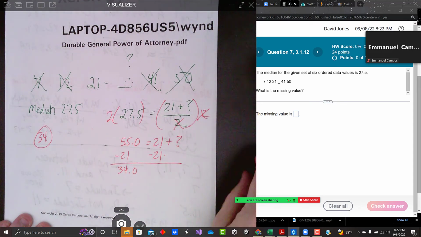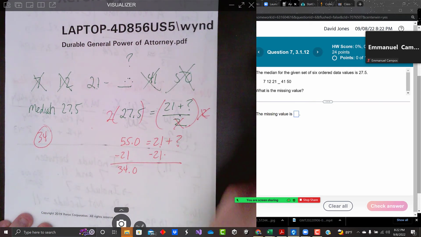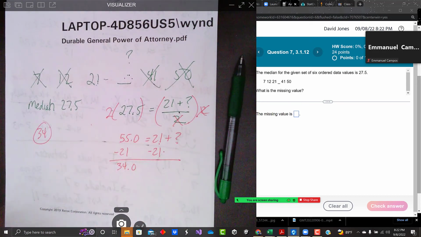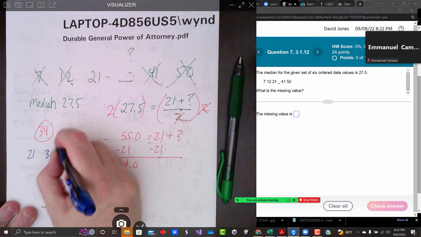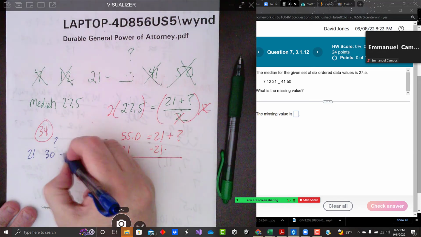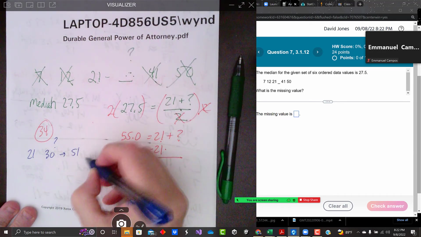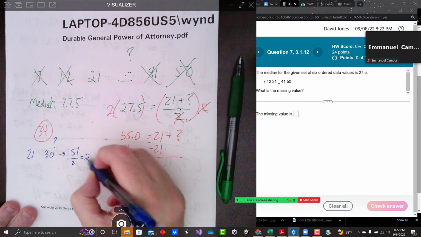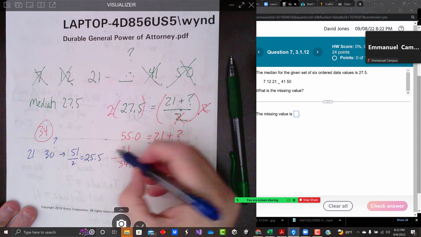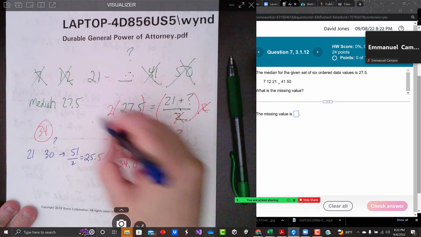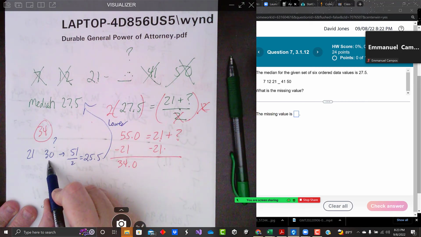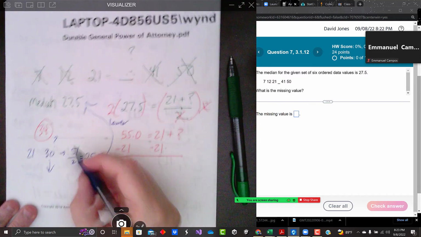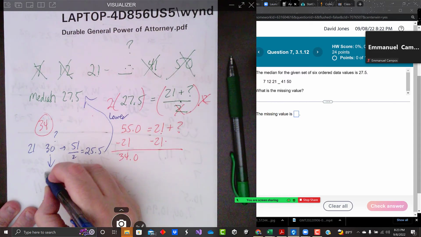Another way of doing it is guessing values and seeing where you get. So, I know it's 21 and some number. Let me guess it's 30. I'm going to make my first guess 30. 21 plus 30 is 51. 51 divided by 2 is 25.5. 25.5 is lower than what I'm looking for, so this value is not high enough. Lower means make this value go up. Let's say I make it go up to 37.